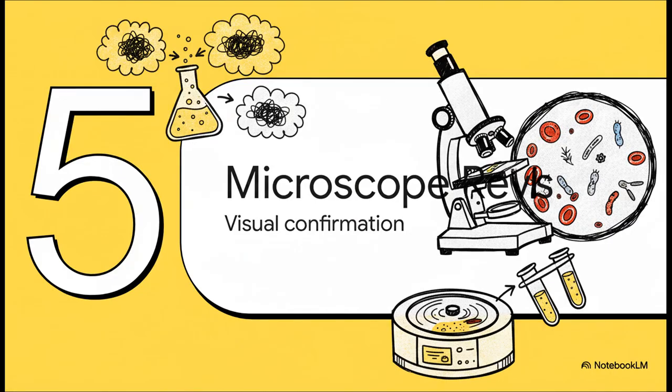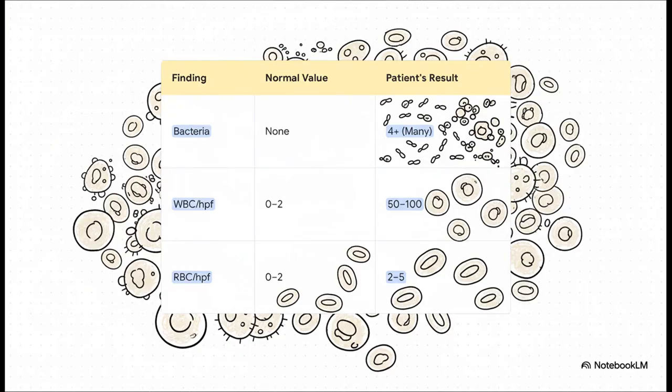So the dipstick has given us a ton of chemical flags. Our next logical step is to go to the microscope to get visual proof. What we do is we spin the urine down in a centrifuge to pack all the solid bits, like cells and bacteria, into a little pellet. Then we put a drop of that sediment on a slide and take a look under high power to see what's actually causing all those chemical changes. And the results here are, well, they're dramatic.